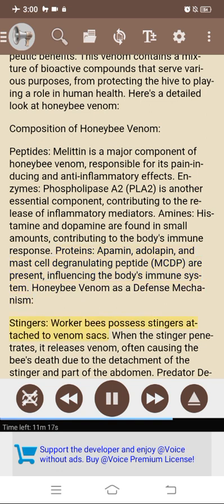Honeybee venom is a defense mechanism. Stingers. Worker bees possess stingers attached to venom sacs. When the stinger penetrates, it releases venom, often causing the detachment of the stinger.